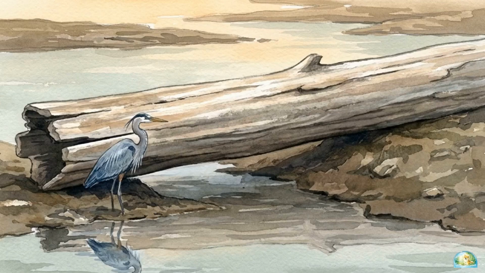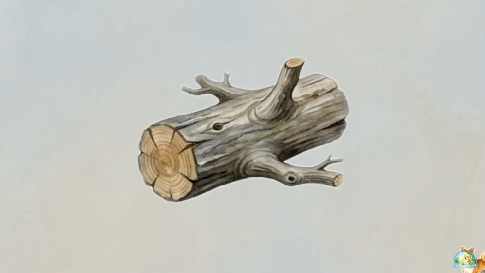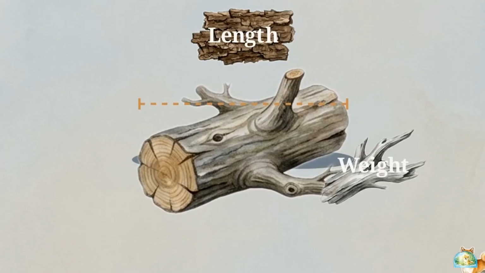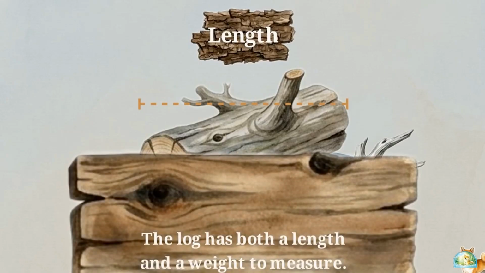At the edge of the water rests a large drift log. Consider its shape and how it settles in the mud. What can be measured about this log? We could ask how long the log is. We could also ask how heavy it is. One object can have two measurable attributes. The log has both a length and a weight to measure.